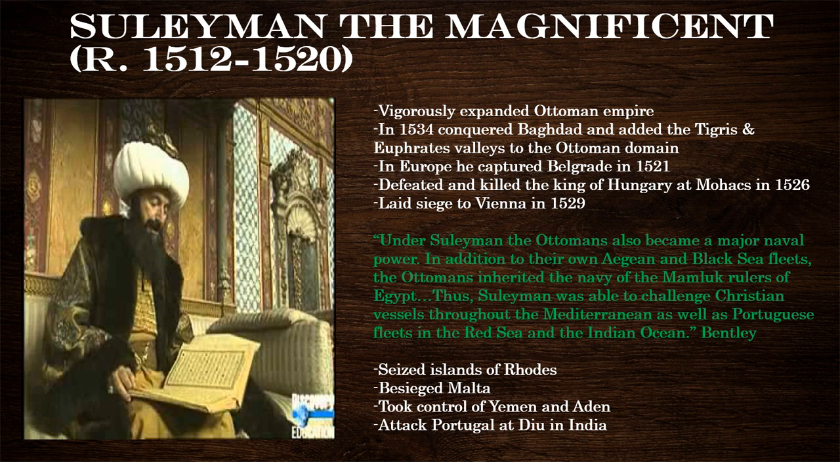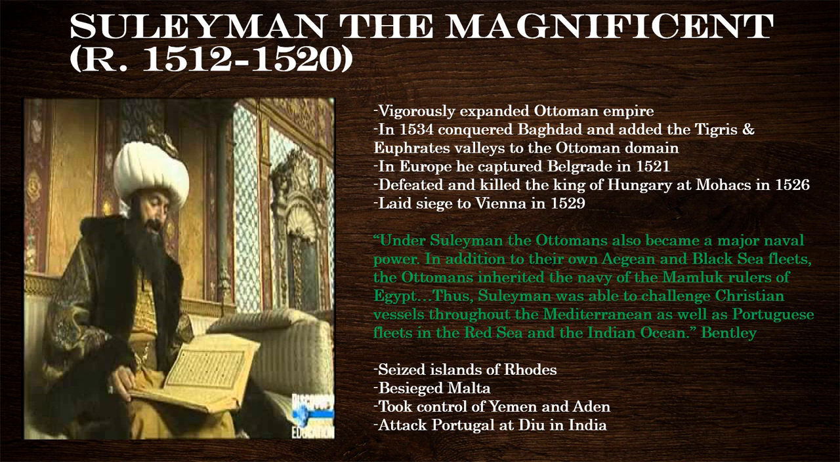Seized the islands of Rhodes in the Mediterranean, besieged Malta in that same sea, took control of Yemen and Aden, attacked Portugal as far away as Diu in India. So an incredible span of territory, both on sea and land, that Suleiman the Magnificent was either successfully taking or at least, you know, attacking.